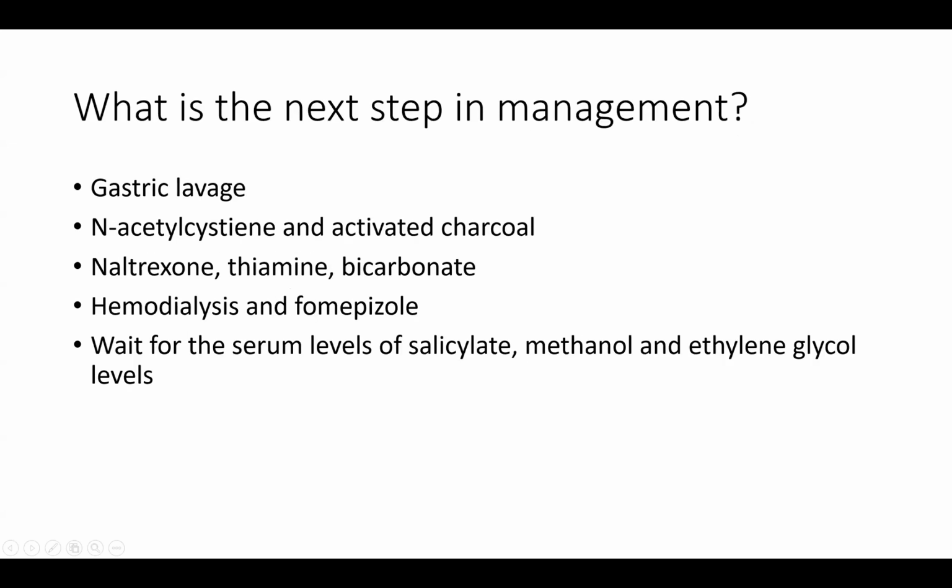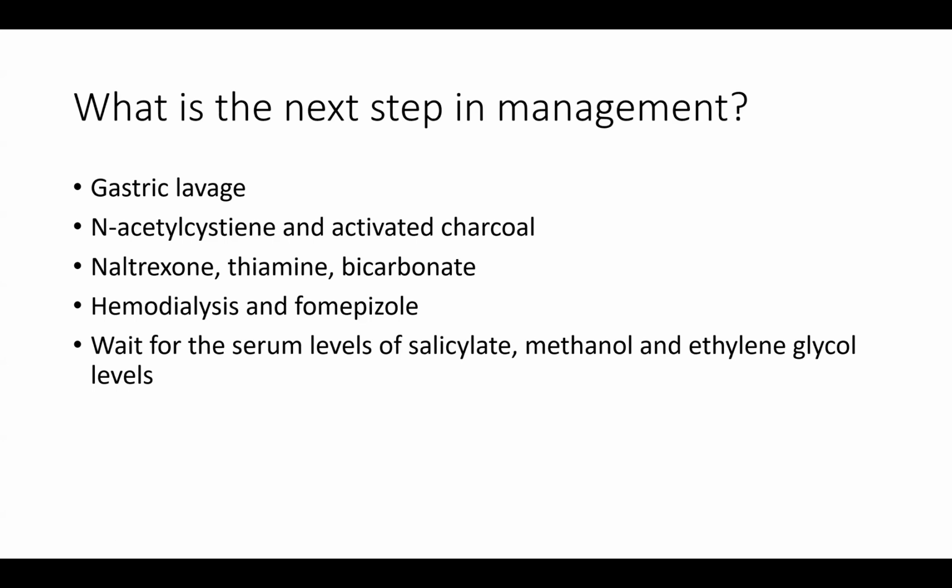So what is the next step? Gastric lavage, N-acetylcysteine and charcoal, naltrexone, thiamine, bicarbonate, hemodialysis, fomepizole. Wait for serum levels of salicylate, methanol, or ethylene glycol. Waiting for methanol and ethylene glycol levels is always the wrong answer. If you're suspecting methanol toxicity, you need to start them on fomepizole initially till hemodialysis is arranged. So hemodialysis and fomepizole is the correct answer here.